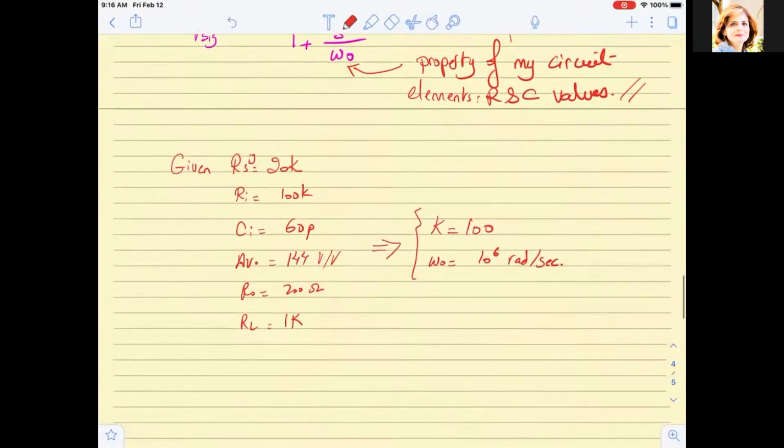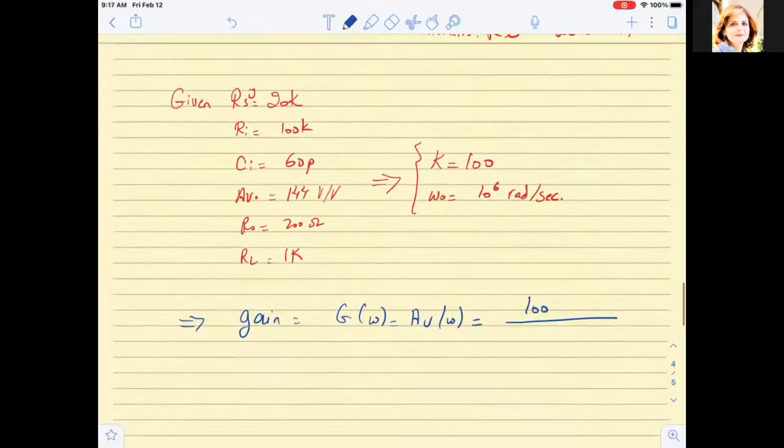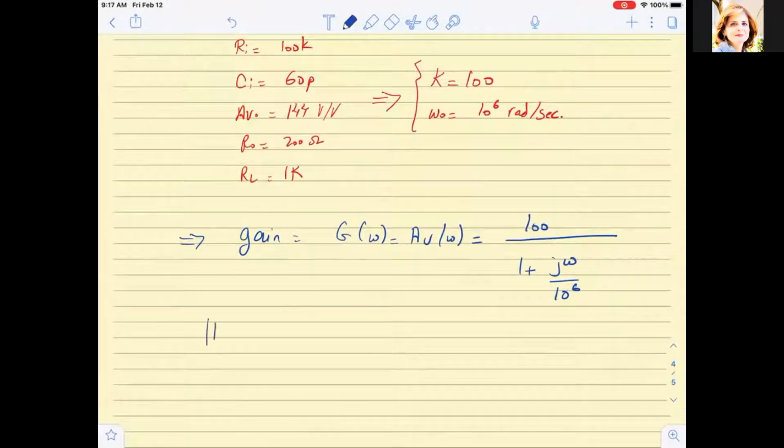Okay, so what does this imply to me? This implies that my gain, G of omega, or AV of omega, is equal to 100 over 1 plus S, which is really j omega over 10 to the 6. Therefore, the magnitude of the gain at a given frequency is equal to 100 over the square root of 1 plus (omega over 10 to the 6) squared.